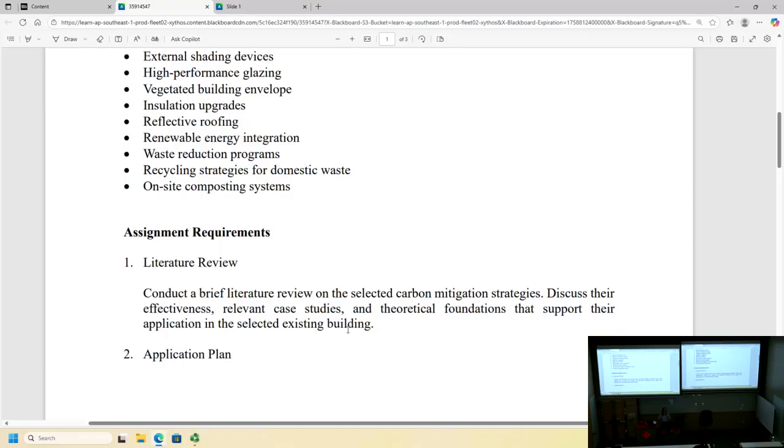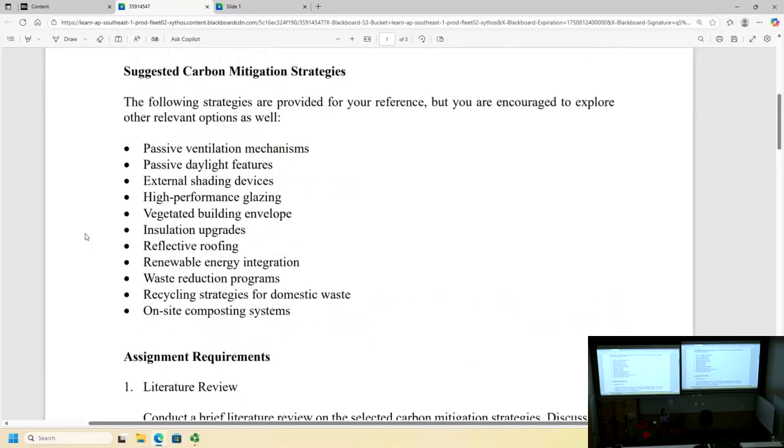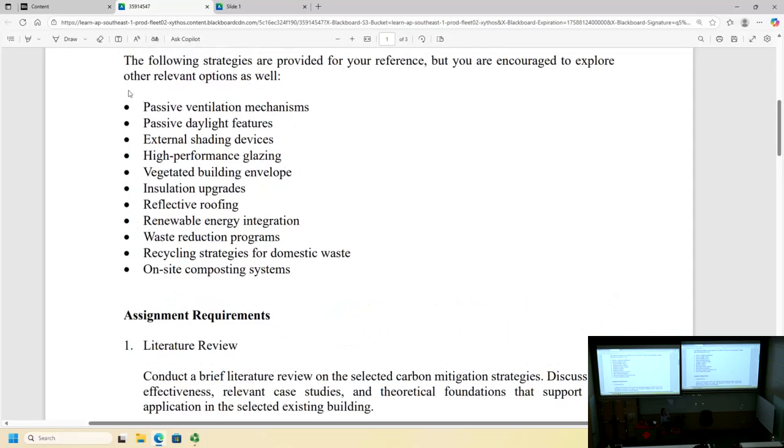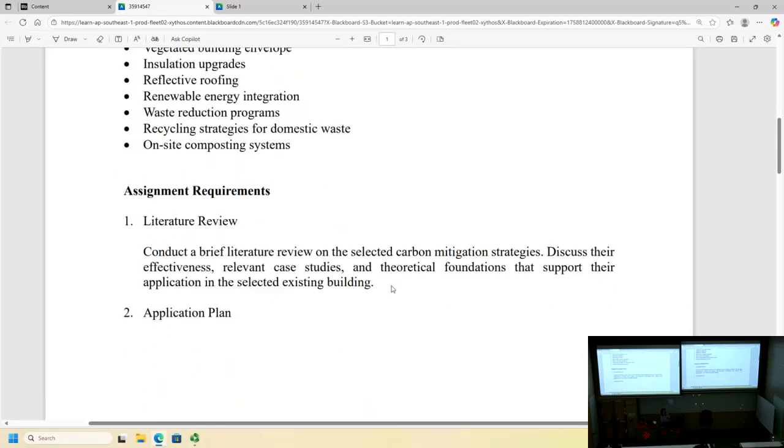So find one existing building in Hong Kong and then select one of these strategies. And let's say we don't care about the cost. Cost is not a problem. We just consider the effectiveness. So you will choose one existing building and then select one reduction strategy applied to that building. First of all, do some literature review. Find out the effectiveness, the principle, and maybe some case studies.